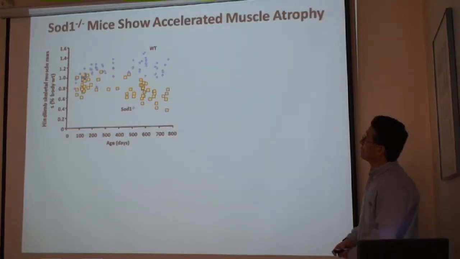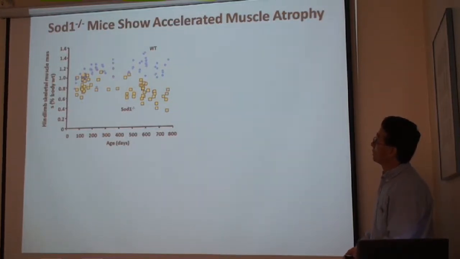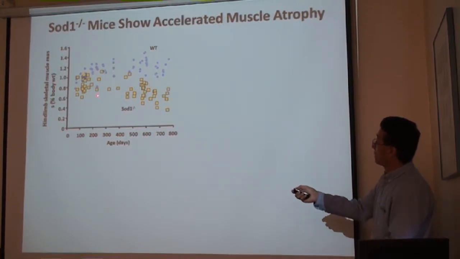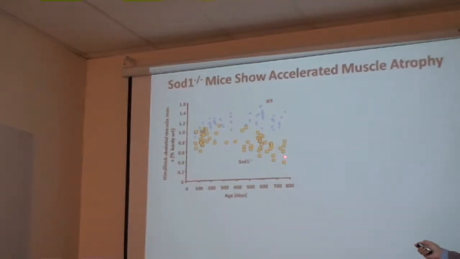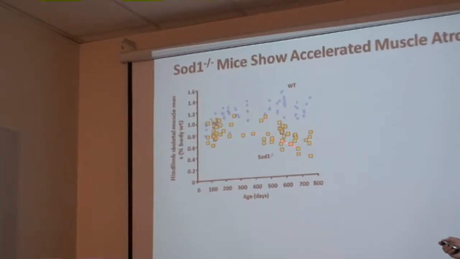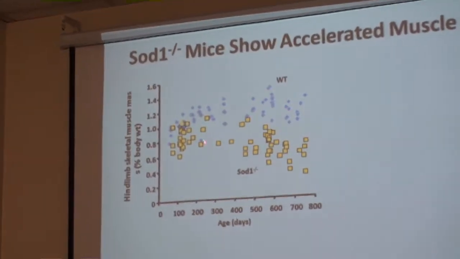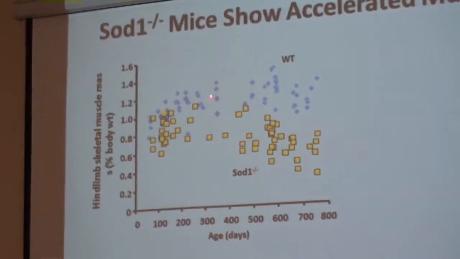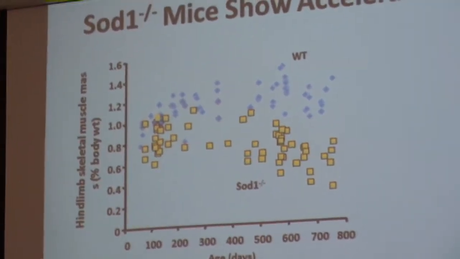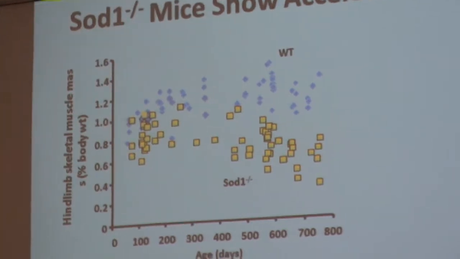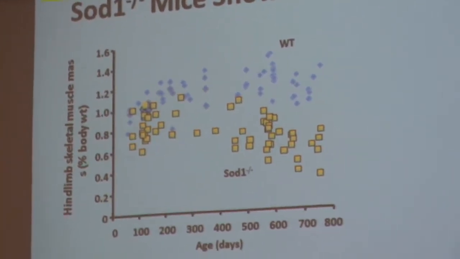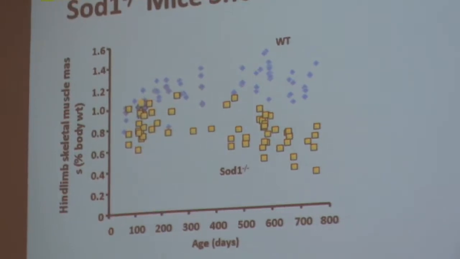So our group, in the last 5-6 years, further investigated this mouse model and showed that there is a dramatic decrease of the skeletal muscle mass in the SOD1 mouse. The yellow indicates the SOD1 knockout mouse. The blue indicates wild type. You see, starting around 400 days, the skeletal muscle mass starts to decrease compared to the wild type mouse. That indicates there is potentially accelerated muscle loss in the SOD1 mouse.